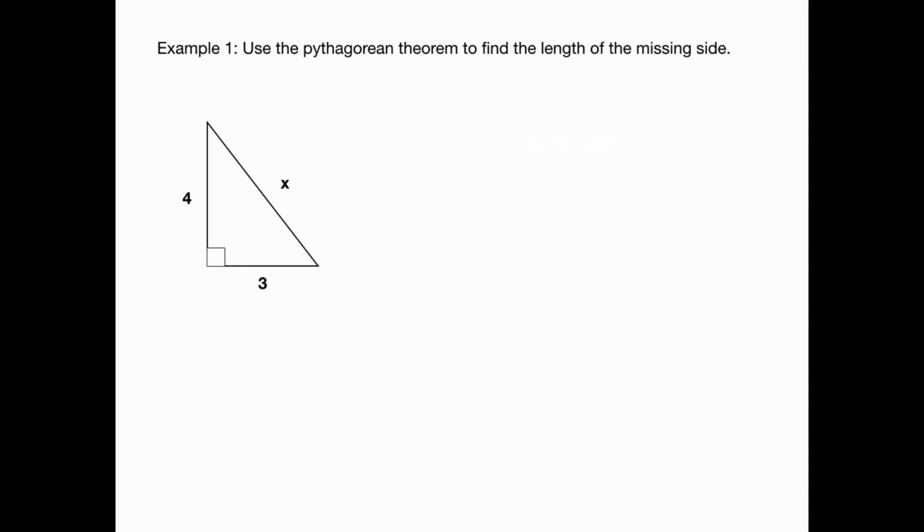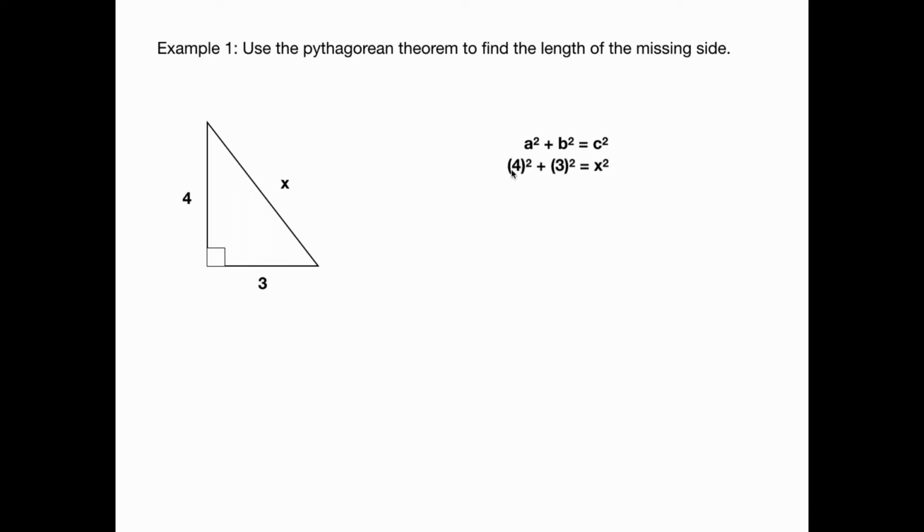In example 1, we'll use the Pythagorean theorem to find the length of a missing side. In the following triangle, the two legs are known, 4 units and 3 units. The hypotenuse is unknown. So using the Pythagorean theorem, we can fill in our known values to solve for our unknown value. The values of a and b are 3 and 4, and the value of c is unknown.